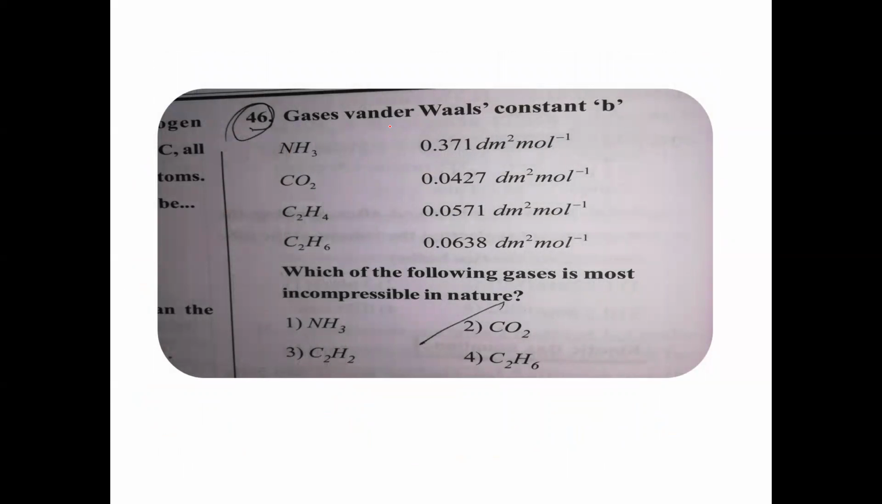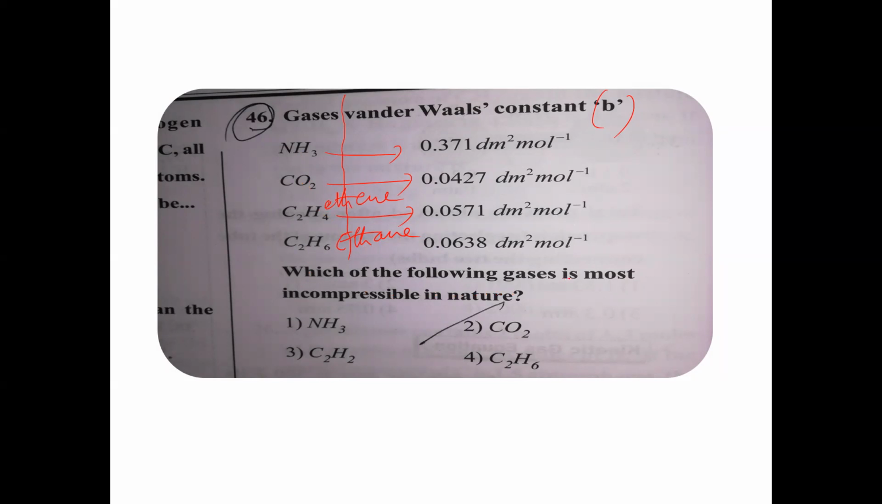Okay. Next, gases van der Waals constants. For different gases, they have given what? Van der Waals constant B value given here. Okay, now for NH3, how much it is? 0.371. CO2, how much? 0.0427. C2H4 is ethene, and C2H6, ethane. Ethene, CO2, NH3. Four gases given here.